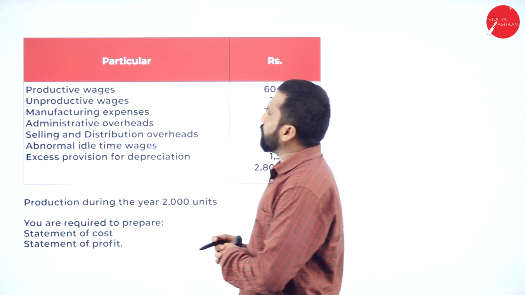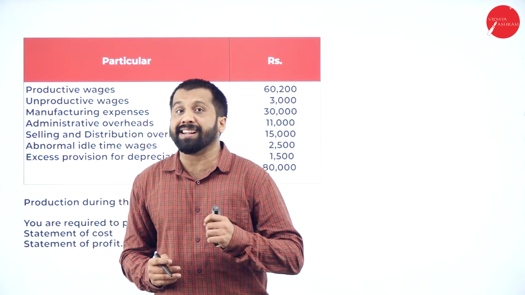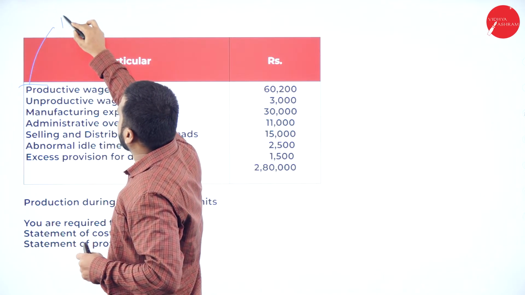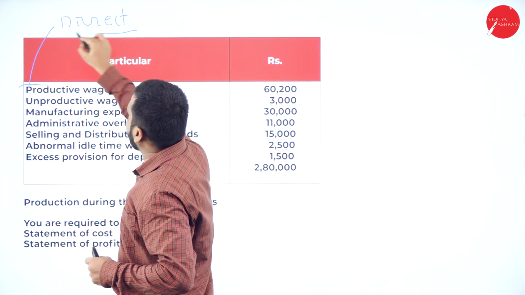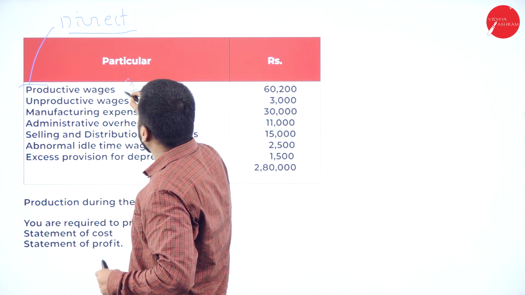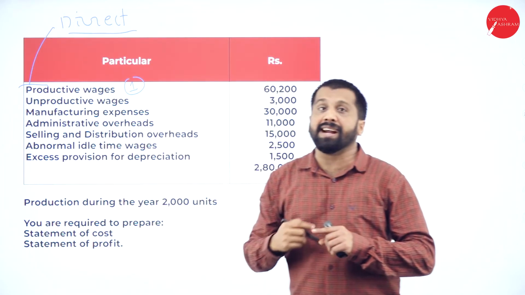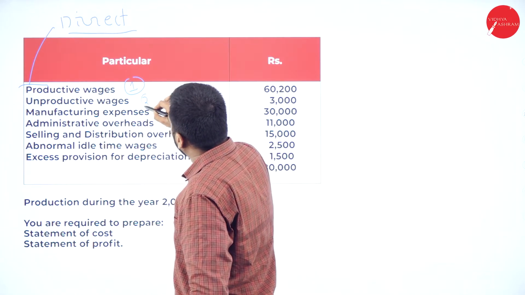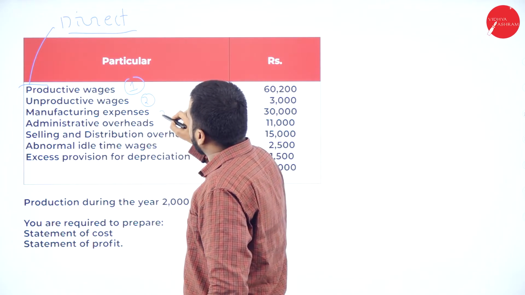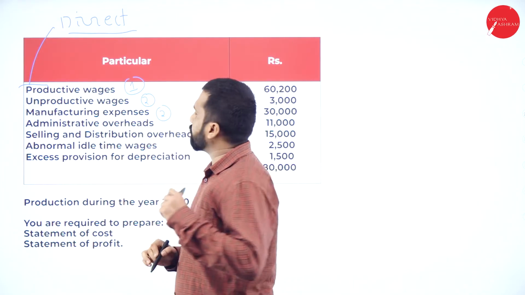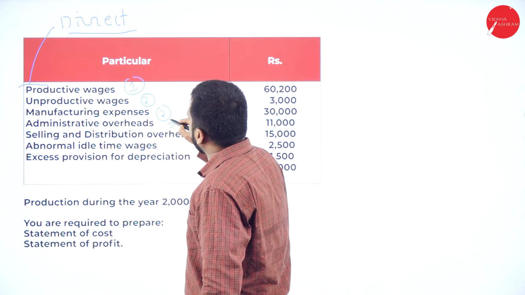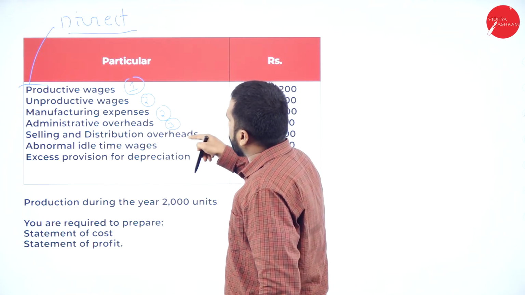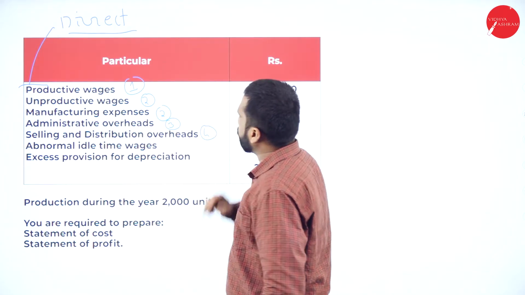We have productive wages. Remember, productive wages means direct wages. Again, I'll repeat. Productive means direct wages, so it will come under 1. Unproductive means indirect wages. Indirect comes under 2, manufacturing expenses, factory expenses. Administration expenses, office and administration comes under 3. Selling and distribution overhead is 4.